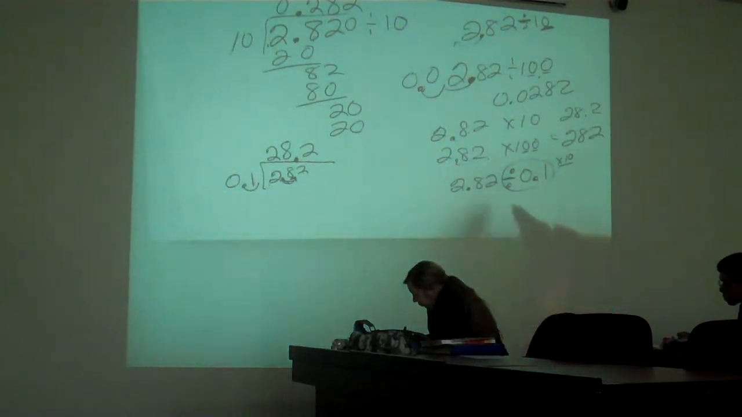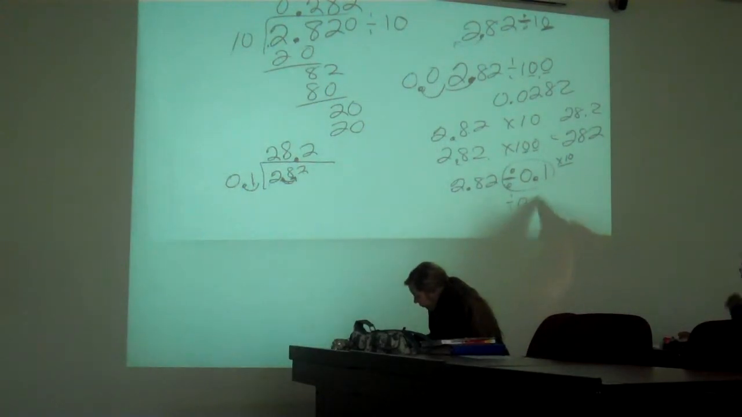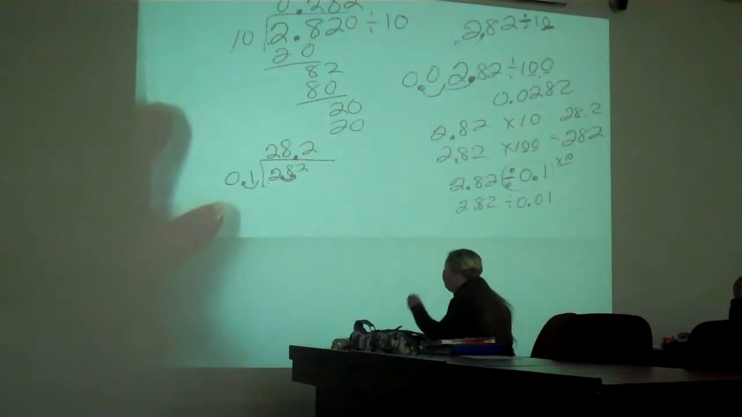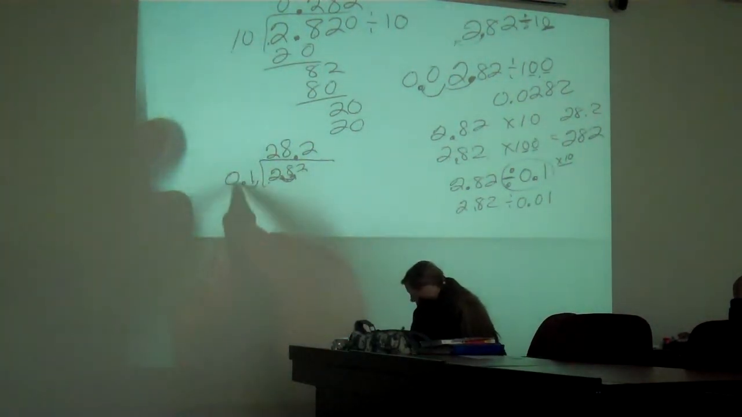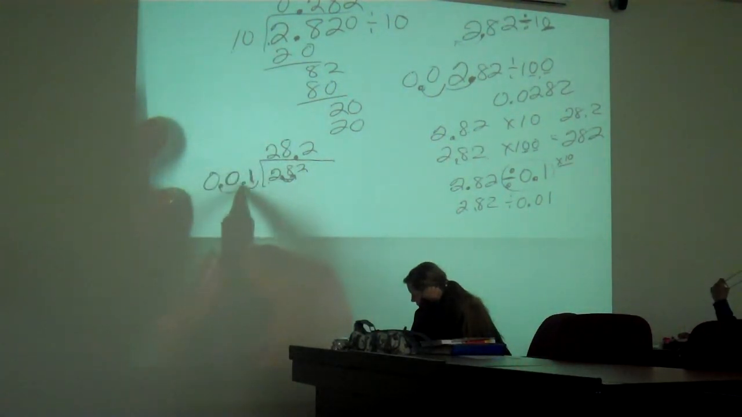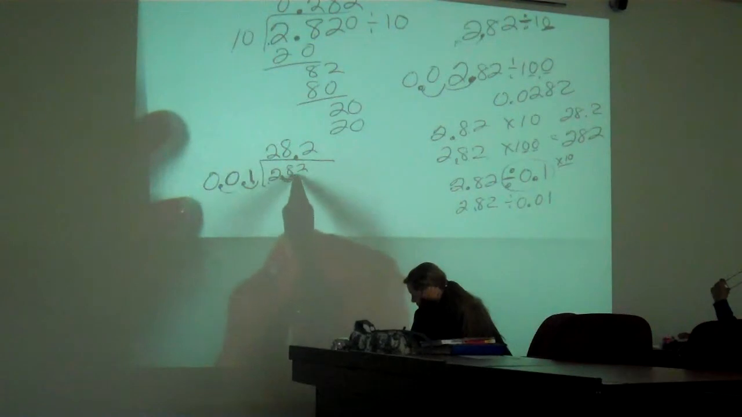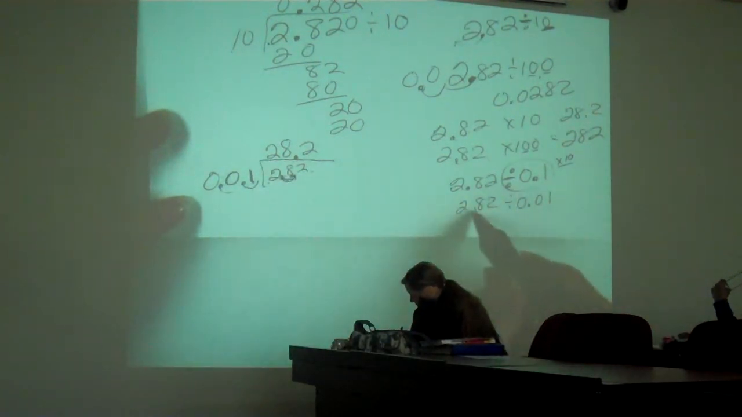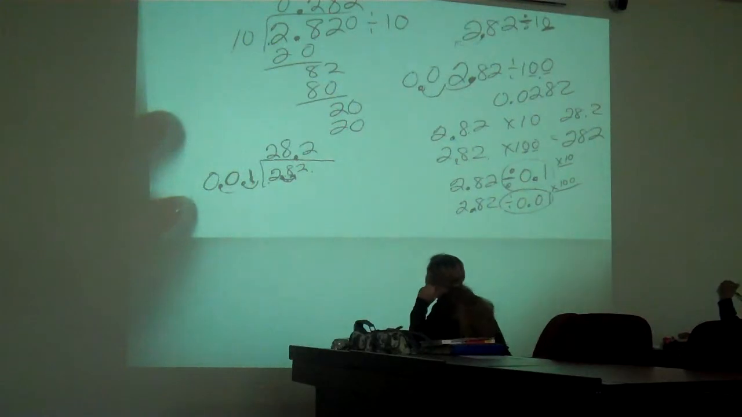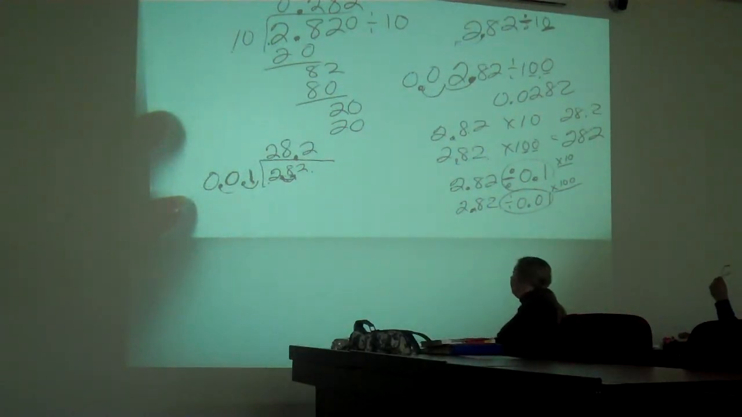How about if you divided it by 0.01? What do you think would happen? You had to move it 2 times with 0.01, so it's going to move it 2 times here. This is the same as multiplying it by 100. Okay?